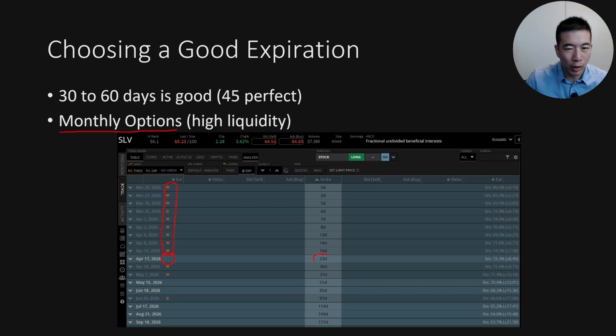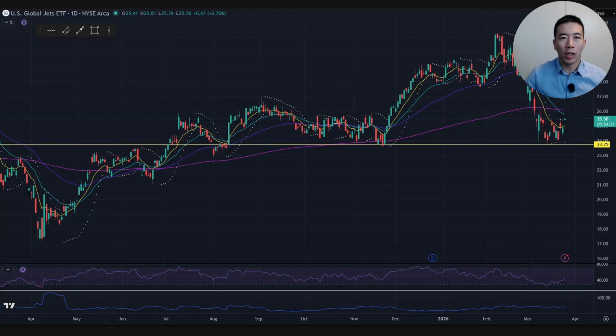Okay, going on. So we have a 23-day monthly and we have a 51-day monthly. As per our rule, we only sell on 30 to 60 days DTE contracts. So 51 days, May 15, this would be our ideal candidate. We will be doing something with the 51 days. So let's go through some live examples now.